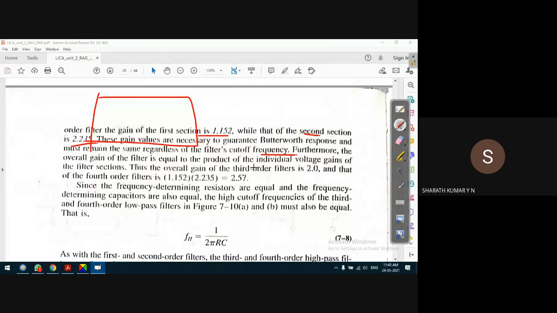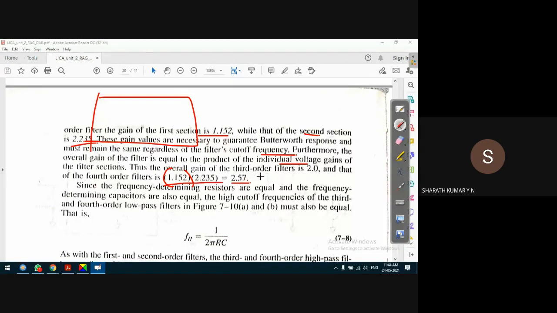So the gain is important to maintain the filter response, especially for a Butterworth filter. To maintain the filter response, the gain values are very, very important. So the overall gain of the filter is equal to the product of the individual stages. The overall gain can be taken by considering the gain of the individual stages. It's approximately 2.57.